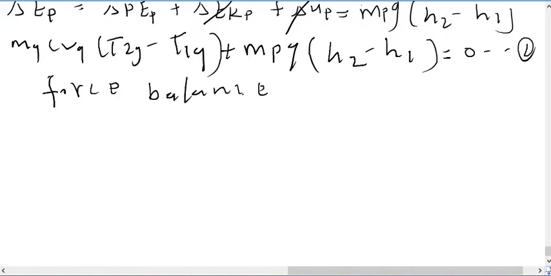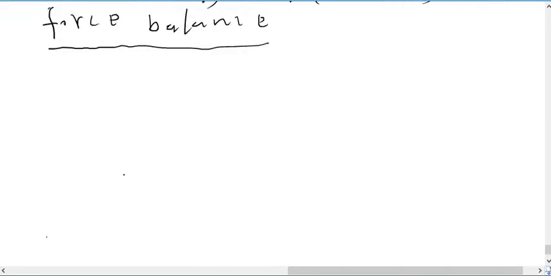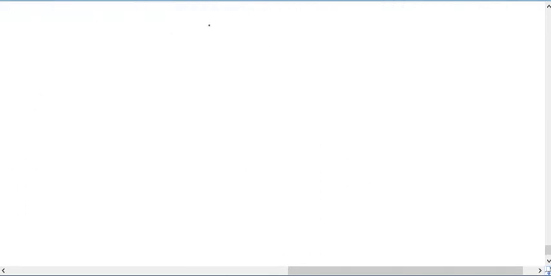The force balance of the piston. The gas is trying to move the piston up. The piston is trying to move the gas down. So there must be a force balance for which the process maintains equilibrium. Let me have a representative sketch for better understanding.